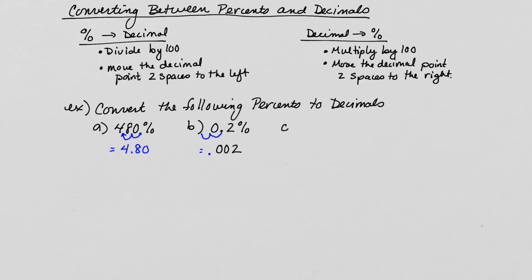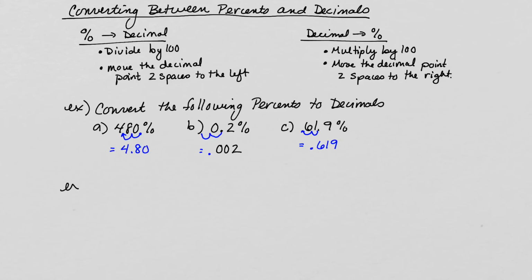And do one more of these. So if I had, say, 61.9%, so again, here's my decimal point. It's going to move 1, 2 places to the left. So this is going to become 0.619. So that's how we go from a percent to a decimal, 2 places to the left.